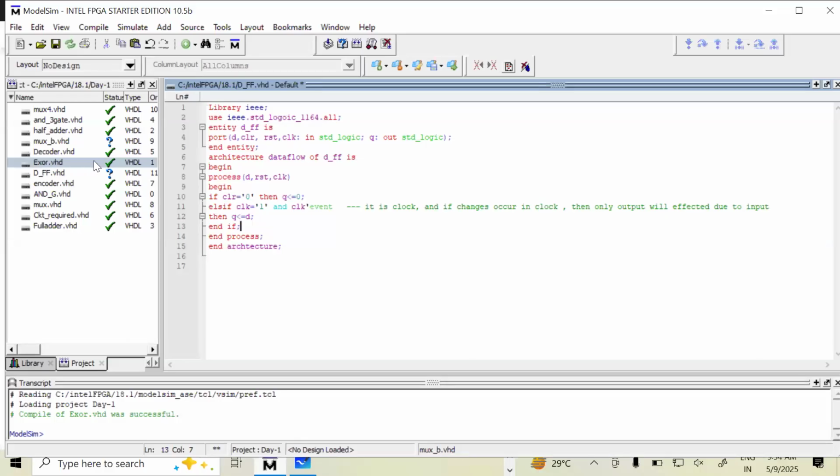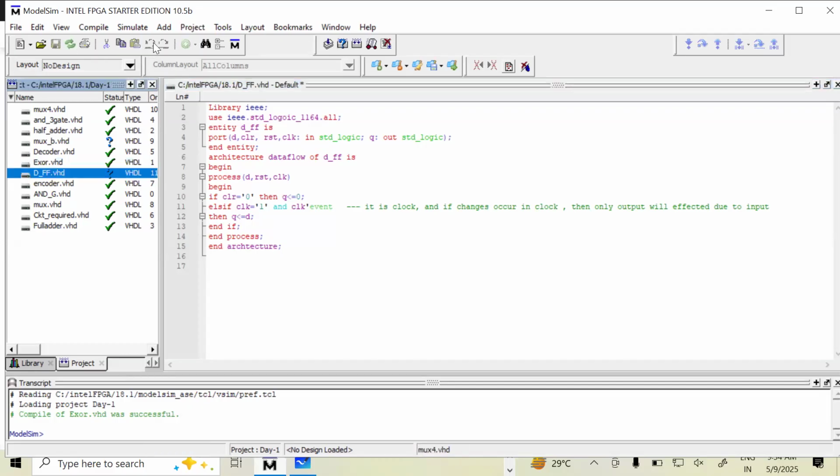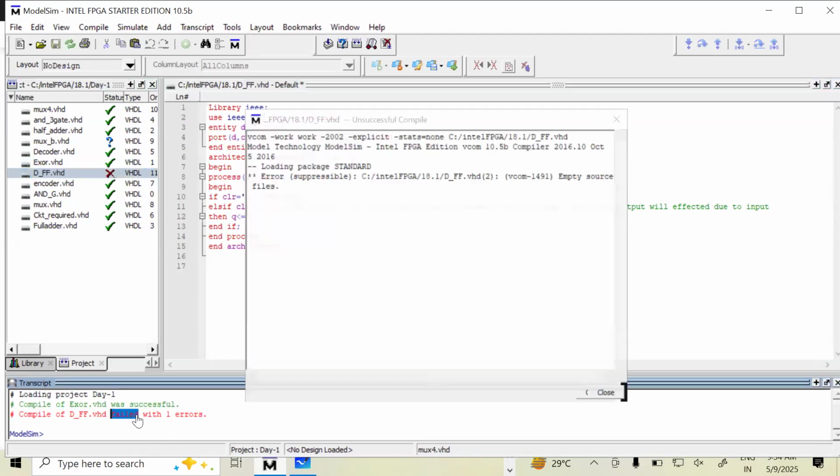Actually, XOR is selected. Let us compile. It is a D flip-flop. There is one error. Let us find this error.